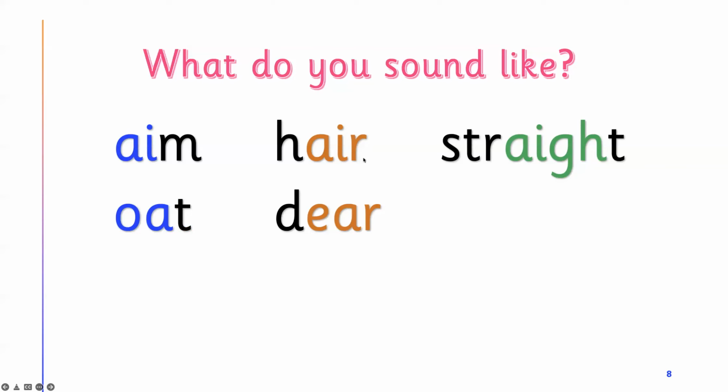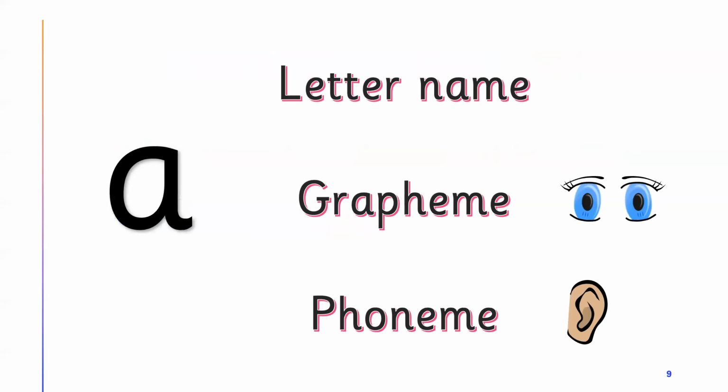Then if we look at the orange ones here, we've got some trigraphs. If you put an A, an I and an R together, that can represent the phoneme air in words like hair, then in ear, and so on. And sometimes you have four letters together that make one phoneme. So the A, the I, the G and the H in the word straight represent the phoneme A. So you can see here how it gets really complicated through our phonetic code, which is why people find phonics so complex.